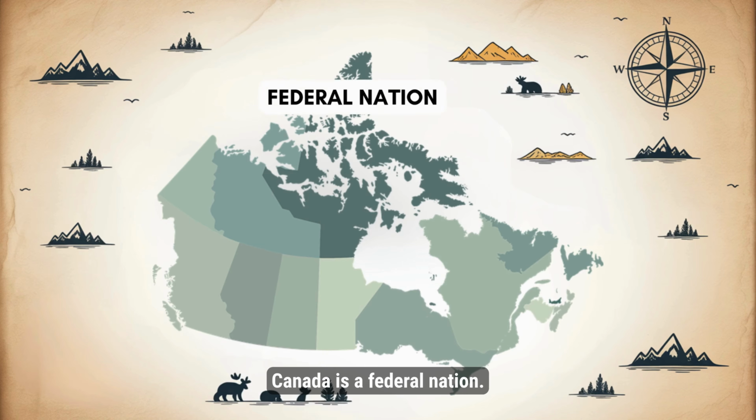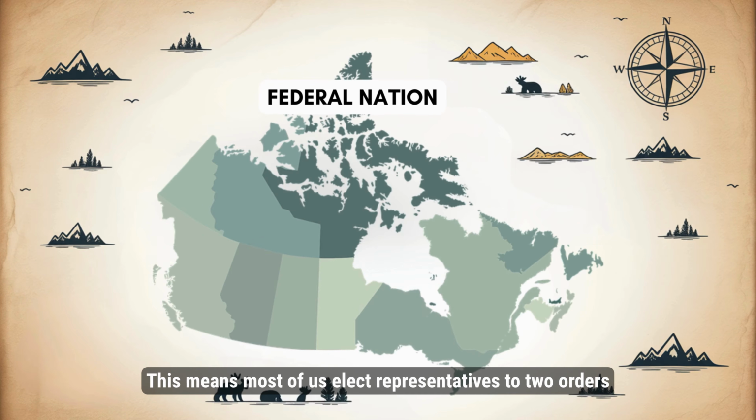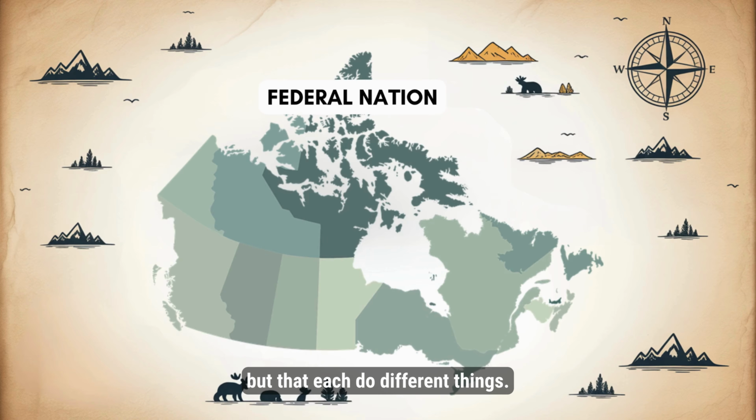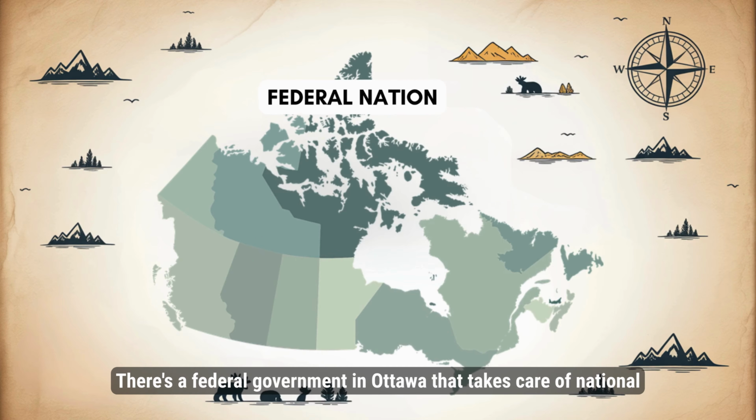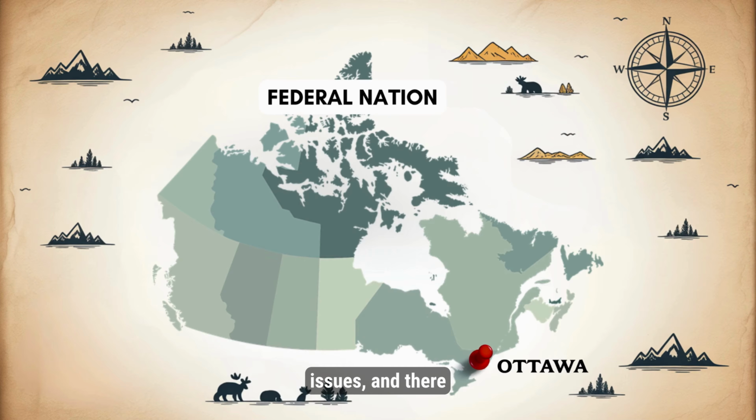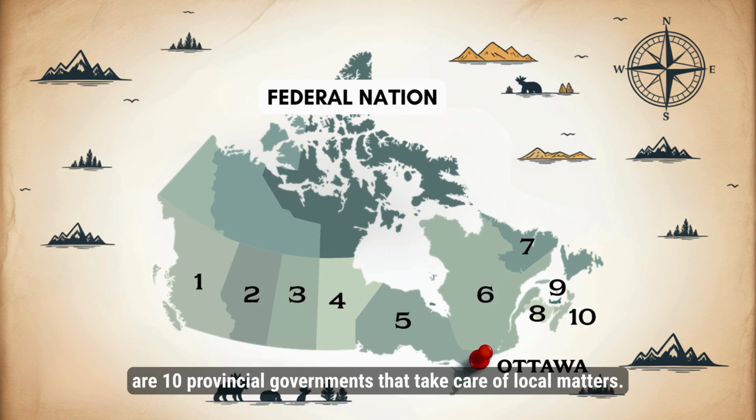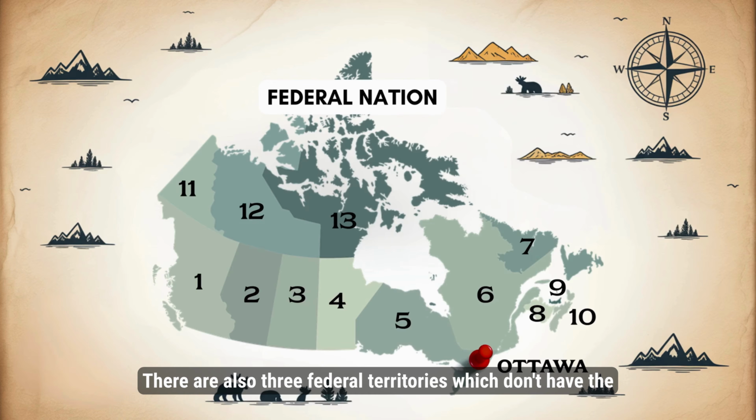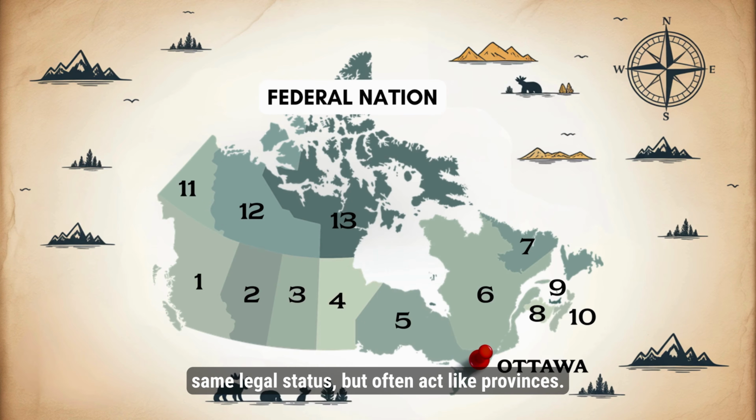Canada is a federal nation. This means most of us elect representatives to two orders of government that are constitutionally equal, but that each do different things. There's a federal government in Ottawa that takes care of national issues, and there are 10 provincial governments that take care of local matters. There are also 3 federal territories which don't have the same legal status but often act like provinces.